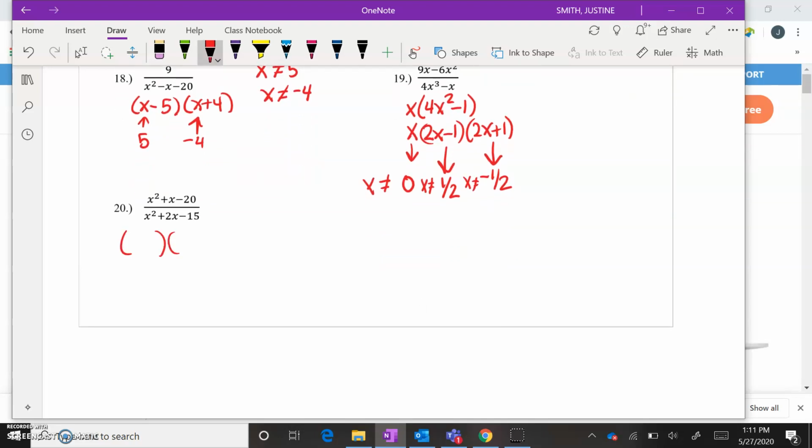Last one here, okay, multiplies to -15, adds to 2. So +5 and -3. So I know x is not 3 and x is not -5.